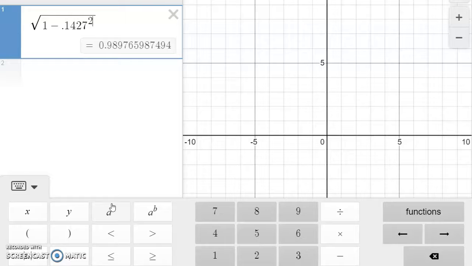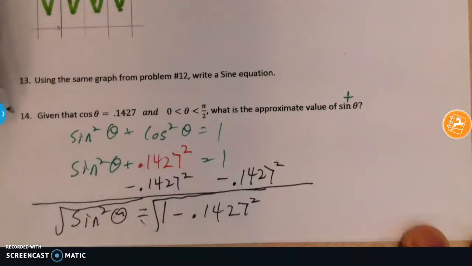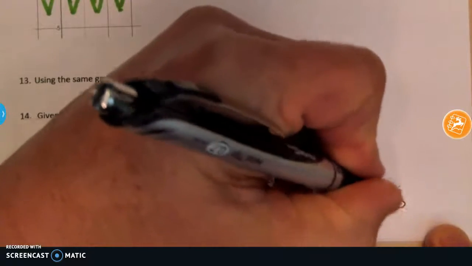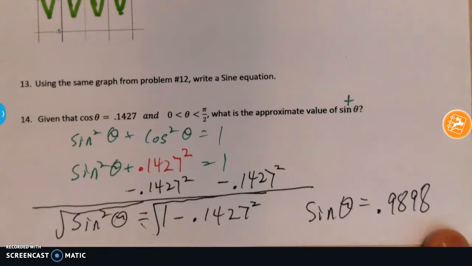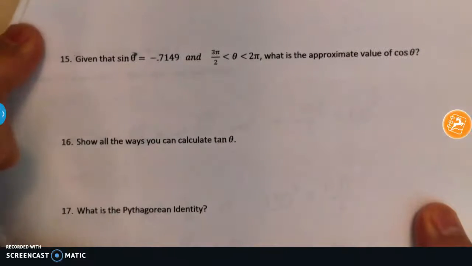So that's giving me 0.98976. On that 6, let's round up 1, so 0.9898. Then let's go back here. So we wanted the sine, so we're going to say sine of theta equals 0.9898. And remember we said it was a plus, so I'm just going to leave it like that. Almost there. I know this has been a long haul, so I appreciate you hanging with me.